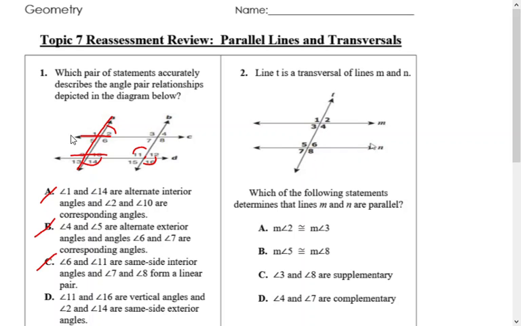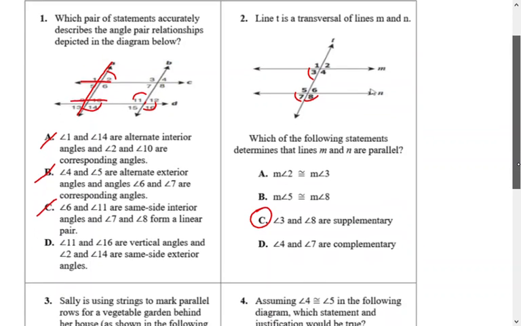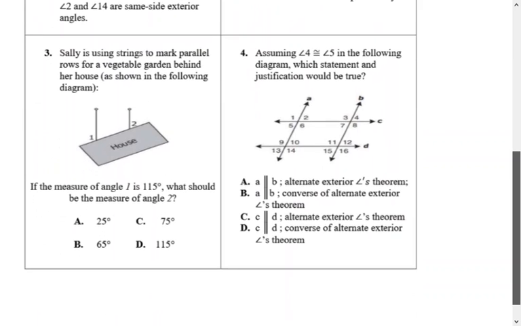Okay, angle 3 and angle 8 are supplementary. That could be. They do need to be supplementary if it is parallel. We'd have to put together 2 different steps to get there. So we could say 3 and 7 are corresponding, they have to equal the same, and then 7 and 8 are linear pair, and they become supplementary. So that is our answer. Answer choice D talks about complementary, which wouldn't prove that they are parallel at all.